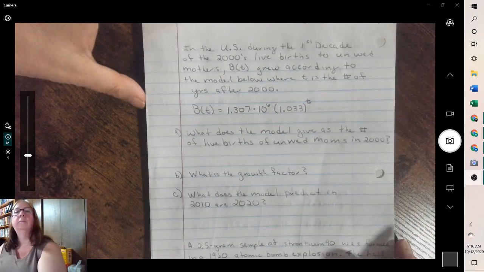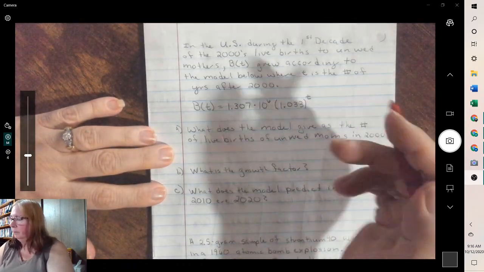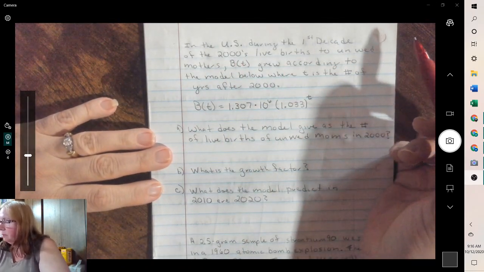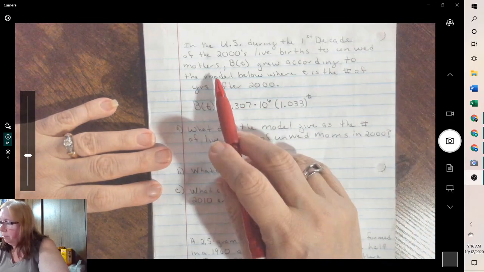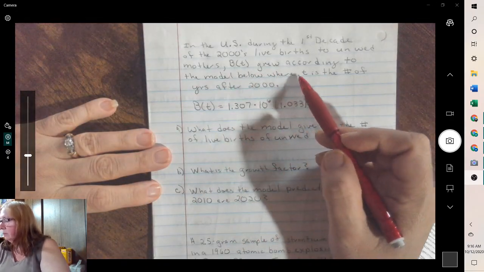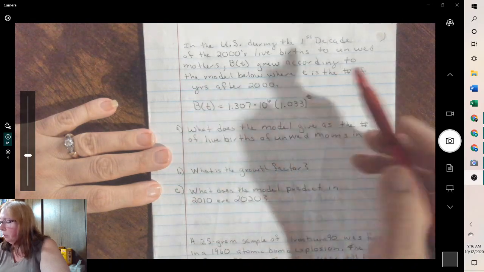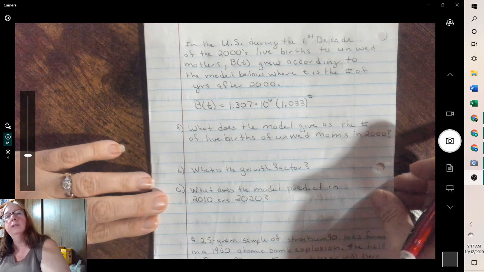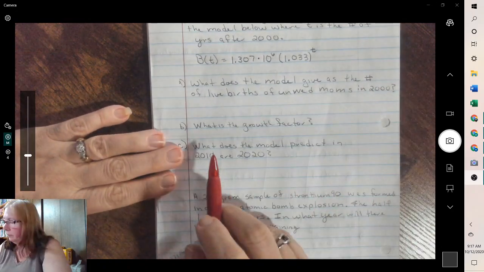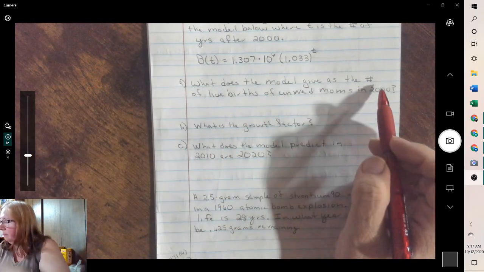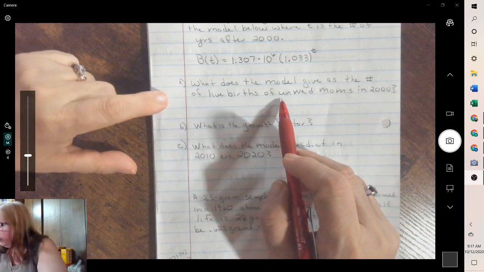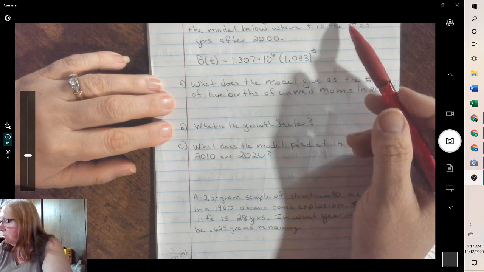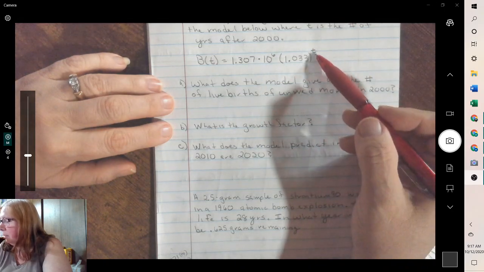Let's try a problem. In the United States during the first decade of the 2000s, live births to unwed mothers, B of T, grew according to the model below, where T is the number of years after 2000. And so that's our formula. What does the model give as the number of live births of unwed moms in 2000? Well, this is starting with 2000, so we'd be plugging a 0 in.